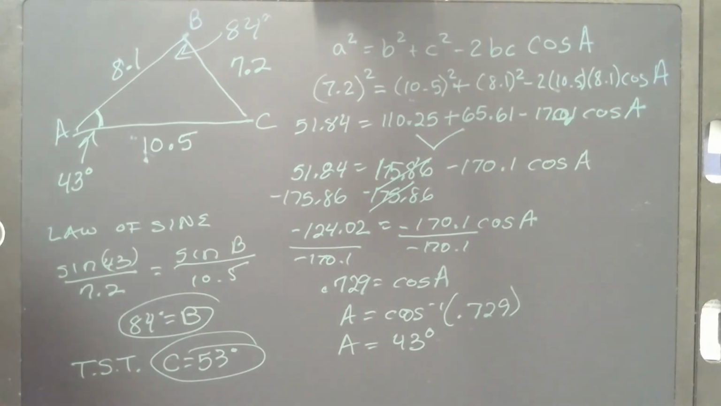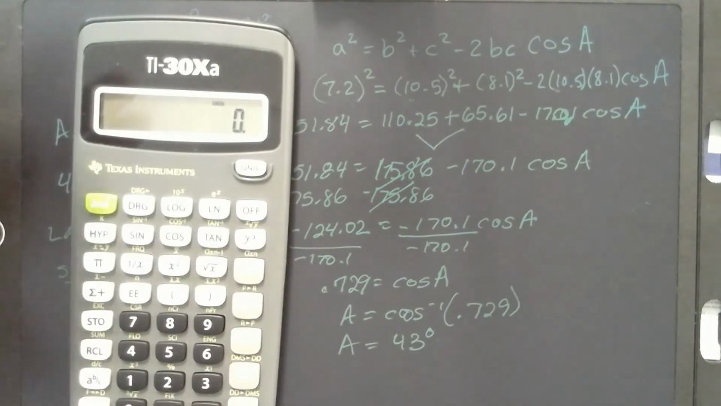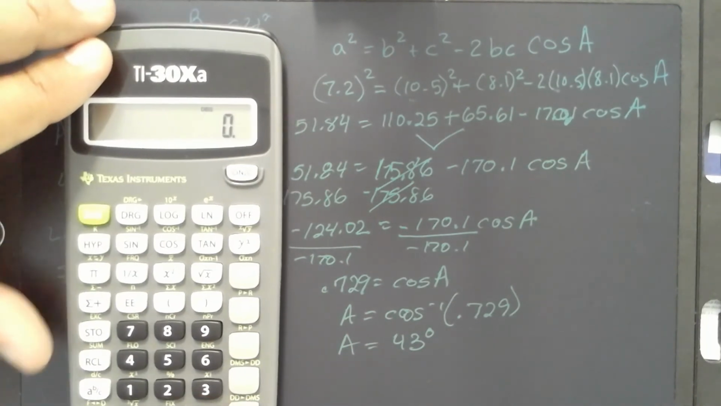All right. This is how to do it in the calculator. It's A equals cos negative 1. All right, one at a time, guys. What's the question? How do you do, like in the calculator, A equals cos negative 1 of 0.729? All right, let me show you.